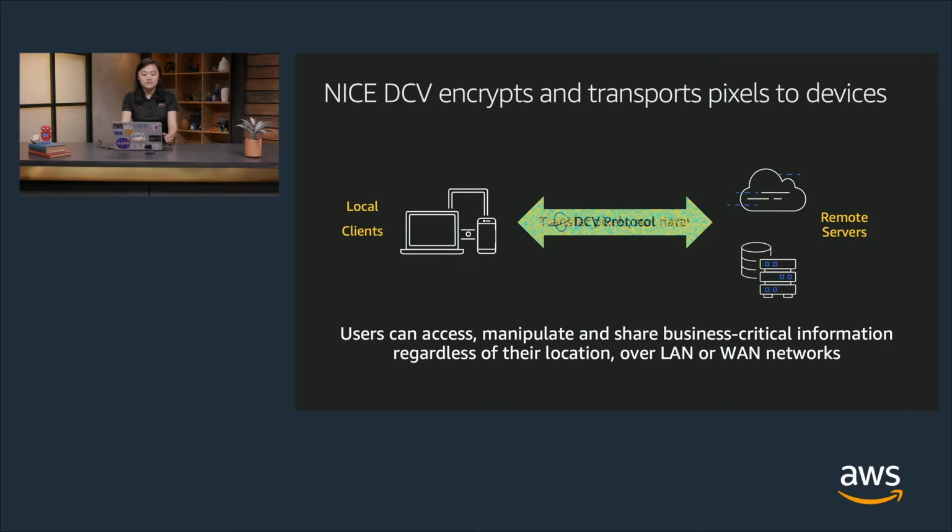One important thing to call out is that NICE DCV encrypts and transfers pixels, not data, from the remote server to your local client. It is secure because nothing is downloaded. All you are seeing on the screen of the client device is a picture of a desktop or application. Except in this case, you can actually interact with these pixels and receive low latency responses back, making you feel like you are interacting with a local desktop or application.